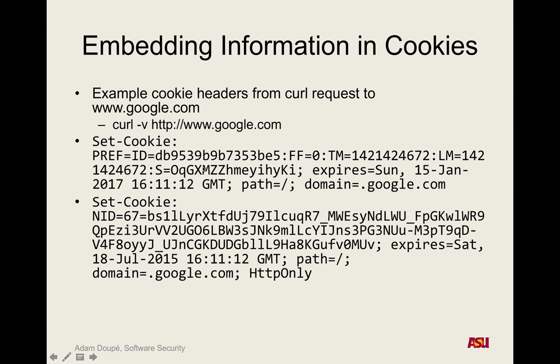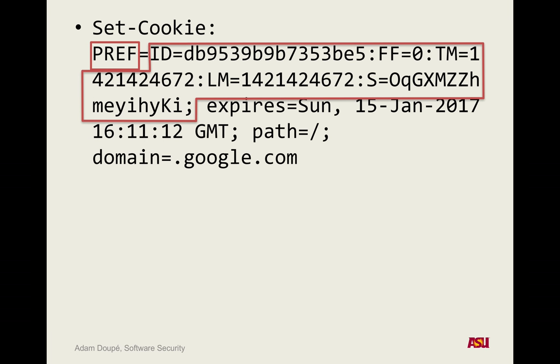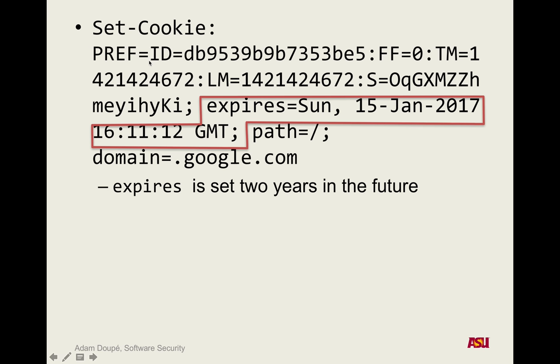You know, we as humans can look at this and see, yeah, they're doing some weird splitting on colons here. I don't know what this FF, ID, LM, TM is, you'd have to look at it to see what it is. And they also set two different cookies, one HTTP only and the other one that's not. So this is the value of the PREF cookie. I hope there's nothing important in here, but whatever. It just expired last month.